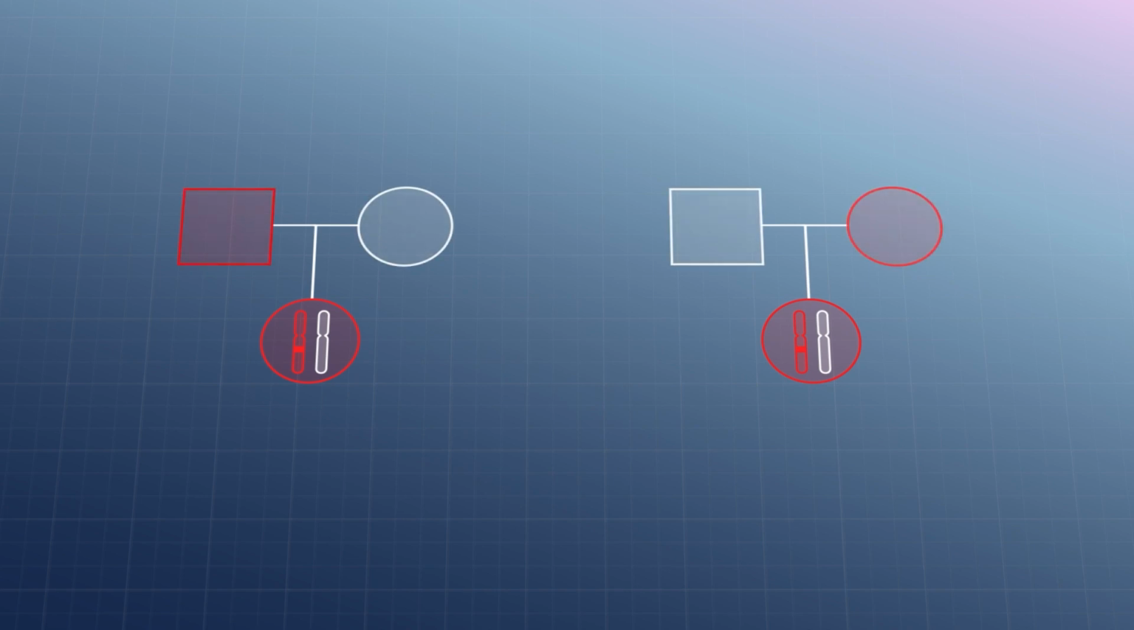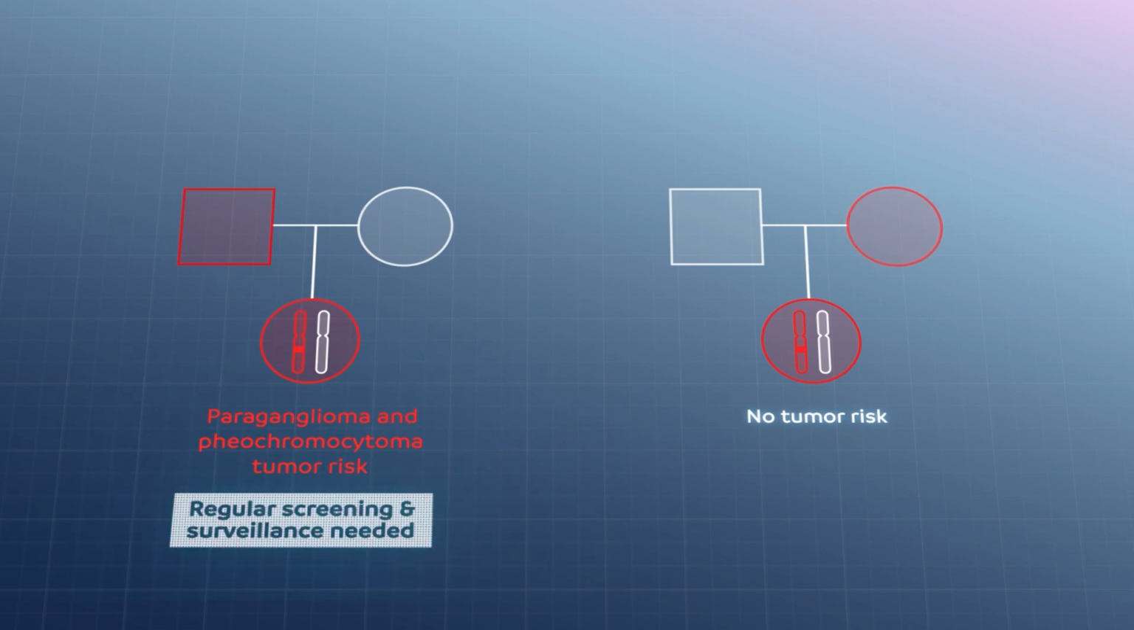For example, in genes such as SDHD, where variants can cause paragangliomas and pheochromocytomas, risk depends on whether the variant came from the mother or the father. Higher if inherited from the father, lower if from the mother. Knowing parental origin helps tailor screening and management accordingly.